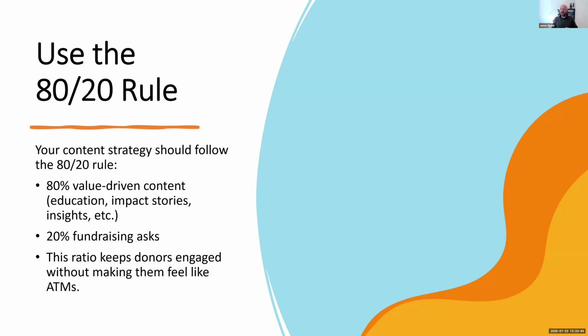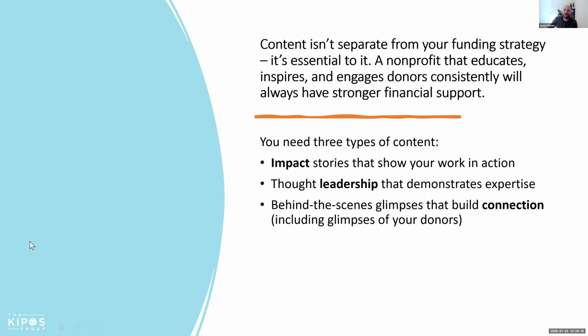And I'm not talking, hey, in this email, 80% is value driven and 20% is an ask. I'm saying that 80% of the total content pieces should be value driven. It should be content that is interesting, that's engaging, that gives the donor something that they really care about. And then 20% should be fundraising asks. This ratio helps keep donors engaged without making them feel like they're your ATM machine or your Zelle button that just keeps transferring cash into the organization.